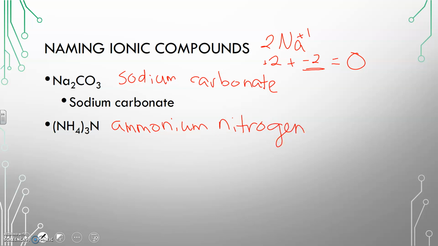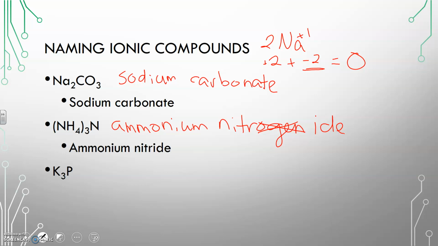But this compound is not ammonium nitrogen, right? Because remember, we have to change the ending on our anion. So nitrogen becomes nitride, so it's ammonium nitride. Now each ammonium has a +1 charge on it. Each nitride in this case has a -3. So with our 3 ammoniums, each with a +1 charge, we have a balanced formula. And I actually spelled that right. It's a minor miracle.